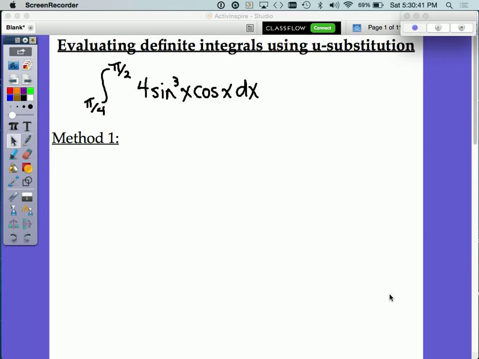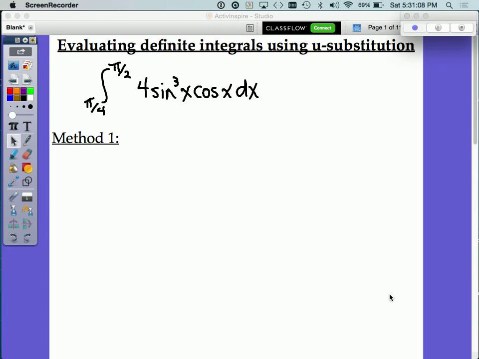Okay, in this video we're going to look at evaluating definite integrals using U substitution. And I'm going to show you two ways to do this. The first, which I'm going to call method 1, is the more traditional approach, the approach that most of you are probably familiar with. Once I finish solving it that way, I'm going to look at it from a slightly different approach, again using U substitution but in a slightly different way, and this will give you what I think is in some cases a better option.